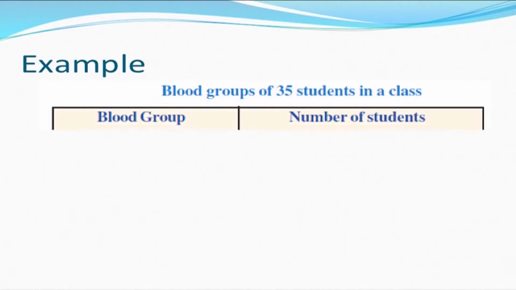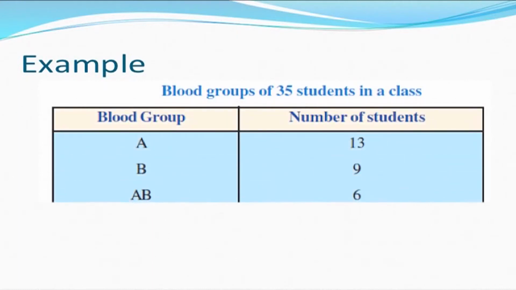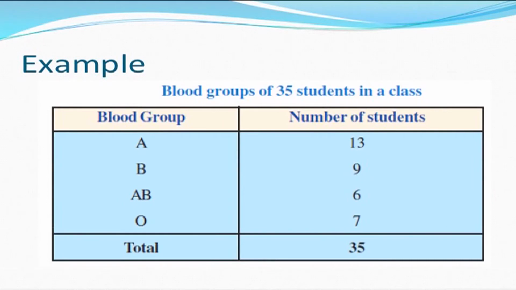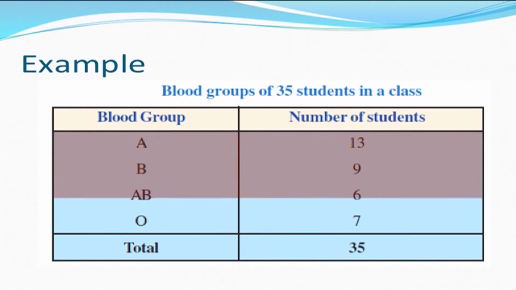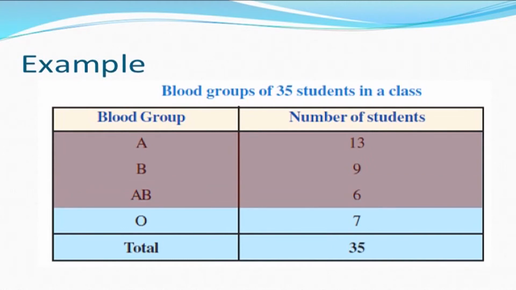For example, this table shows blood groups of 35 students in a class. Blood group A belongs to 13 students, blood group B is for 9, blood group AB is of 6 students and blood group O is for 7 students. Now let us see how we represent this data in the form of a bar graph.